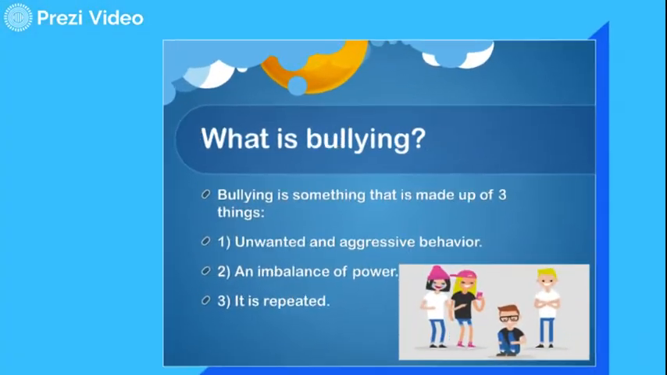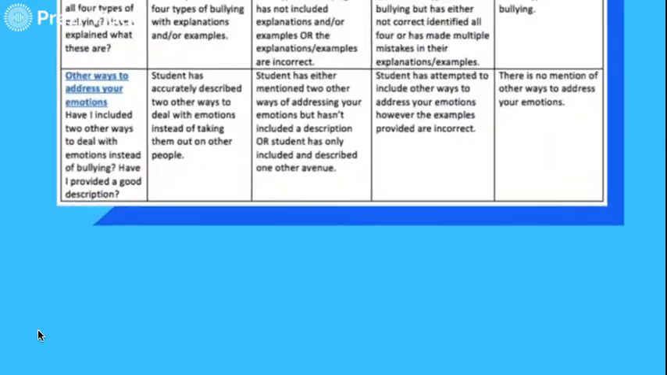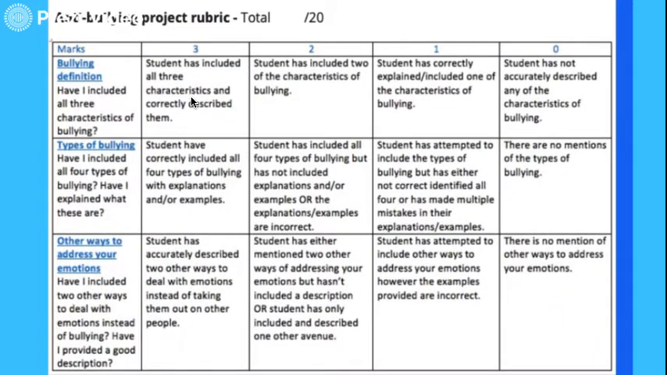So we'll get into the task here from the student, the assessment task. So the success criteria here was I can identify and explain what the 3 characteristics of bullying are. I've given them 3 out of 3 marks for this. As you can see on the rubric, they've included all 3 characteristics there.